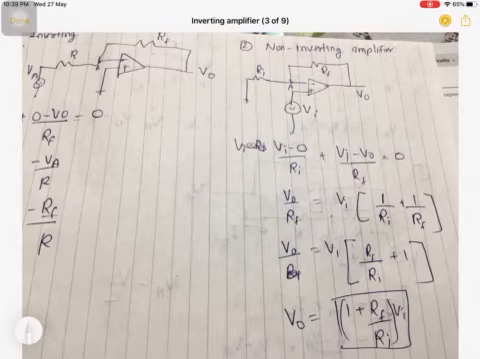If you have a choice whether to design a non-inverting amplifier or an inverting amplifier, which type of amplifier will you choose? The answer is both. I am telling the answer, but just pause the video and think for a moment. I am answering right now. I will prefer the inverting amplifier.